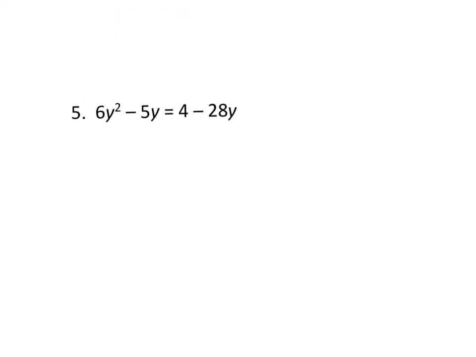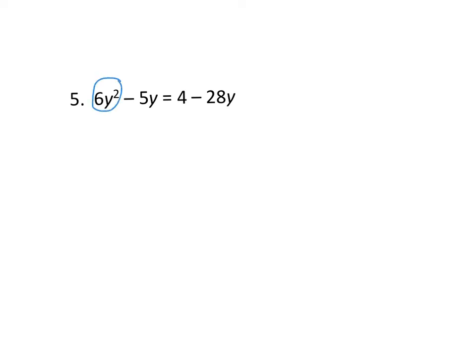Okay, so number 5 is the first one where we encounter a problem that is not in factored form yet. It's not equal to 0 and it's not factored. So we're going to have to do that ourselves. So how am I going to do that? Well, I like to have my squared term positive. So when I see that 6y squared on the left here is positive, I'm going to bring that term over. If I can make my y squared or x squared, whatever the variable squared is, positive on the right, then I would bring everything to the right side.